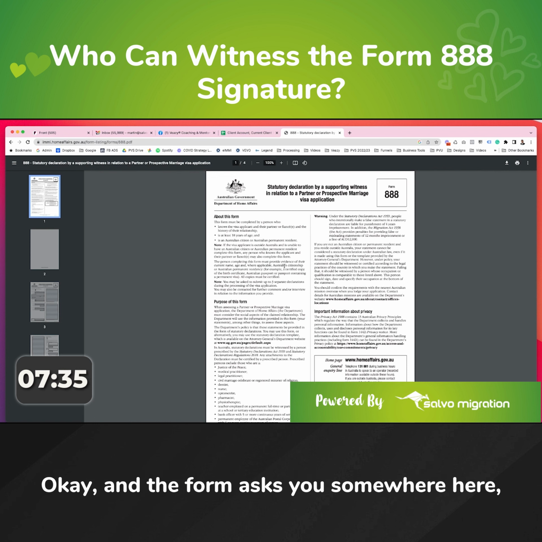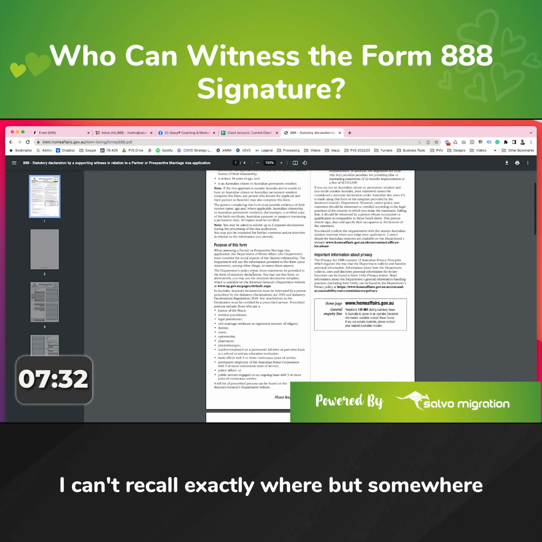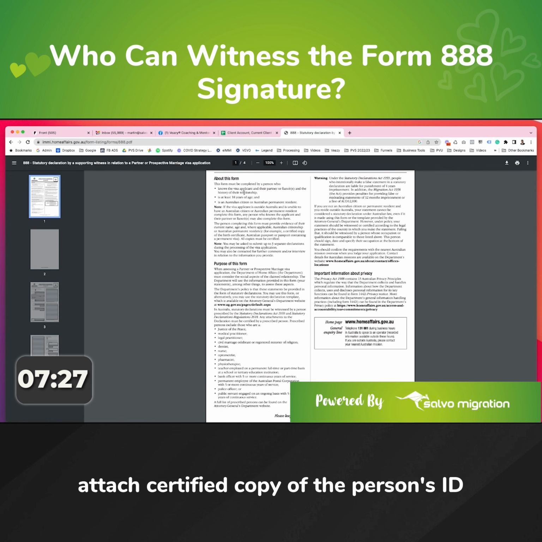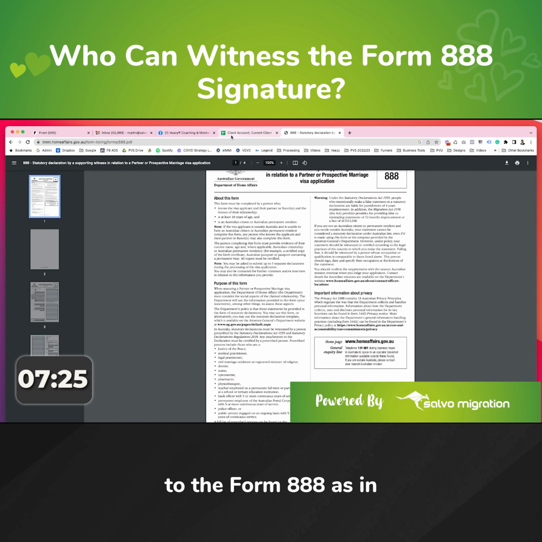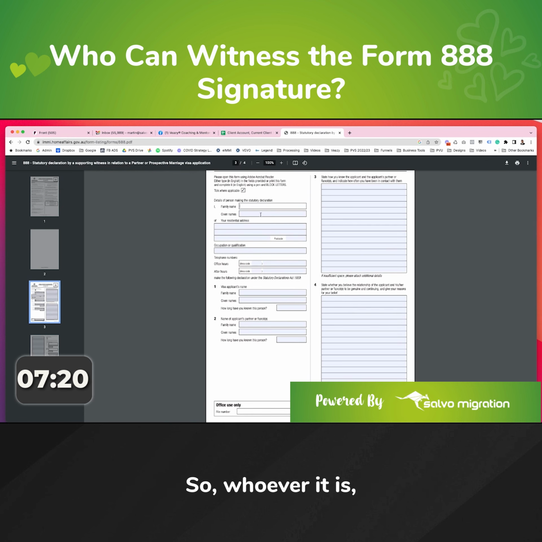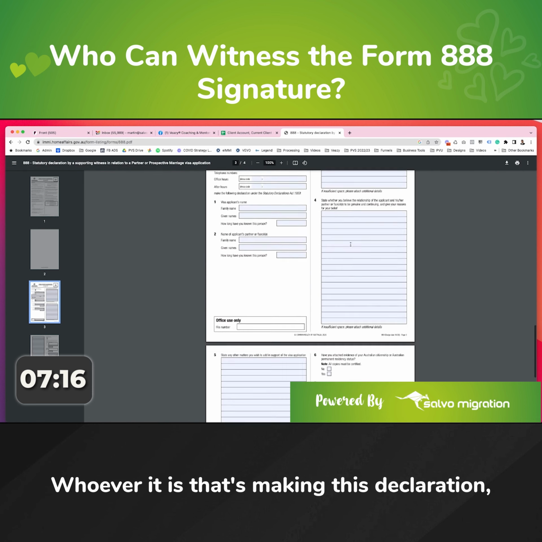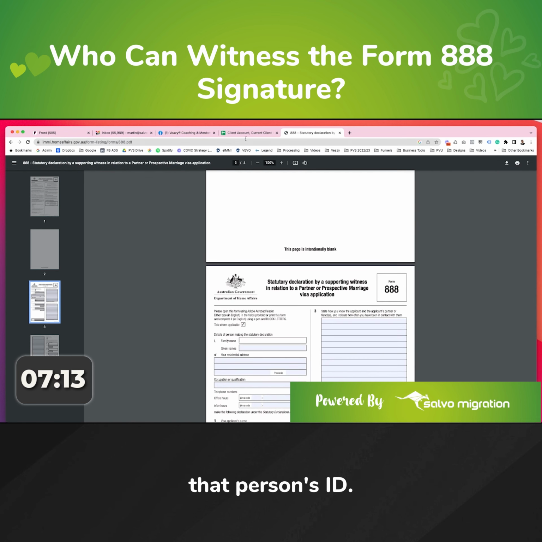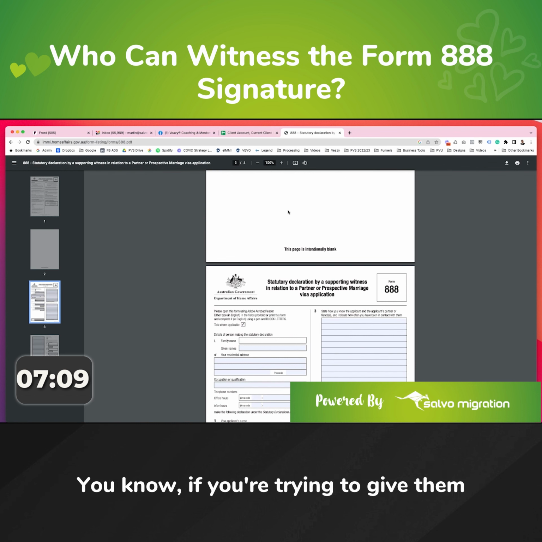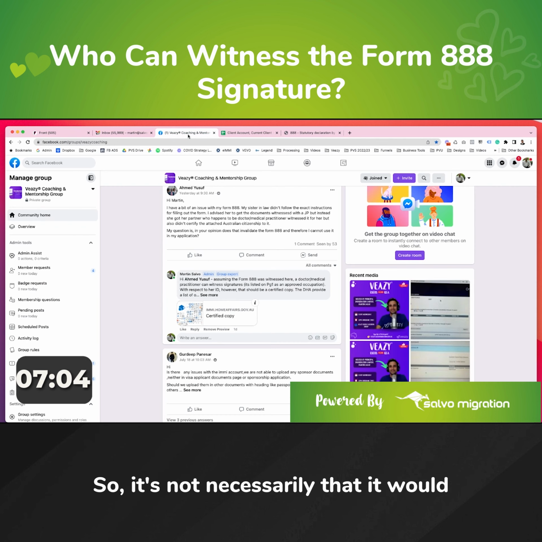The form asks you somewhere here. I can't recall exactly where, but somewhere on the form, it mentions you want to attach a certified copy of the person's ID to the Form 888, as in the person making the declaration. So whoever it is, your mother, your cousin, your friend, whoever it is that's making this declaration, you want to attach a certified copy of that person's ID and proof that they're an Australian citizen. If you're trying to give statements from Australian citizens, you want to provide proof of that person's citizenship. So it's not necessarily that it would invalidate the Form 888.